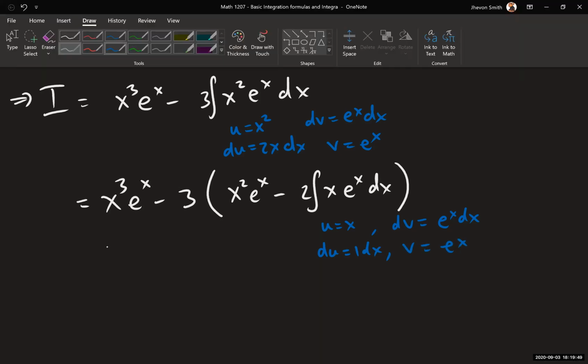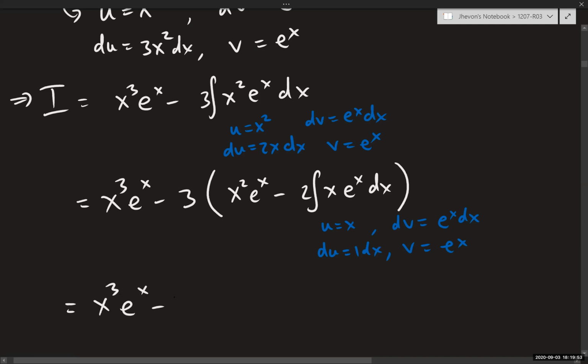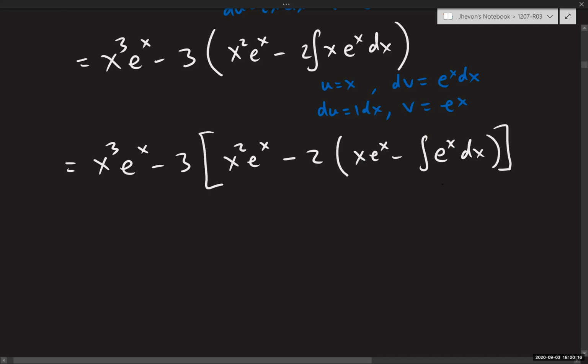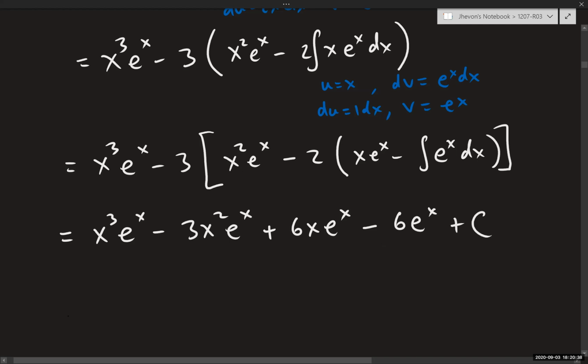Now we end up with x cubed e to the x minus 3, open parentheses, x squared e to the x minus 2, open parentheses, u times v minus the integral of v du. At this point, we know what that integral is right away. That's just e to the x. So what we would have here is x cubed e to the x minus 3x squared e to the x plus 6x e to the x minus 6 e to the x plus c. That comes from distributing the 3: 3 times this, 3 times this, 3 times that, and of course the 2 multiplies out there as well.